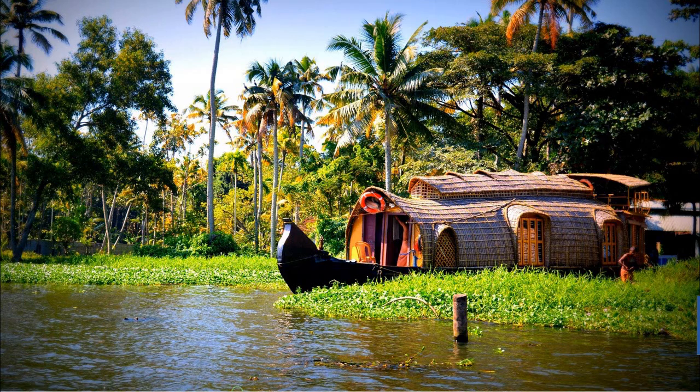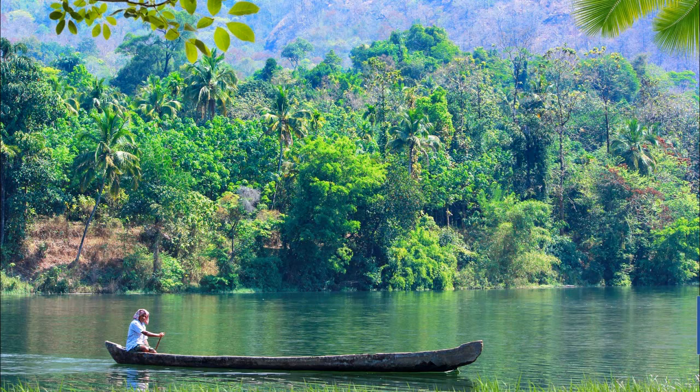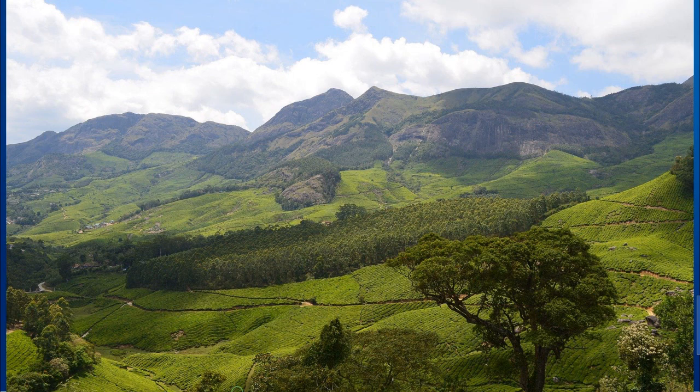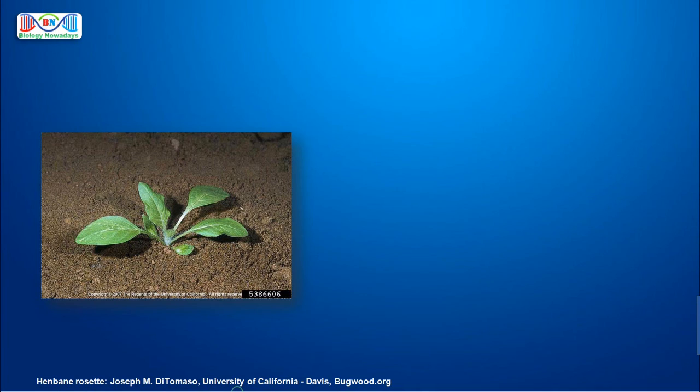This state lies in the tropical region, which means that here there are no distinct seasons. Daily average temperature ranges from 28 degrees Celsius to 32 degrees Celsius. In summer, it will go a bit higher. The day length is roughly the same throughout the year, 12 hours of day and night. Let's suppose that I sowed the seeds and the seedlings are now in the rosette stage and have completed 10 days of growth. At this point, I will do a vernalization treatment with these plants in a pot.